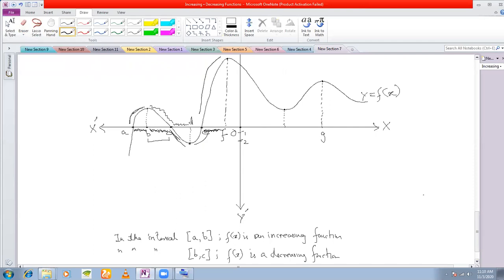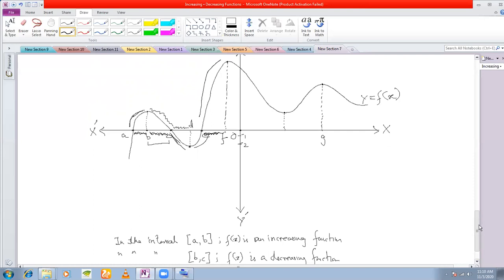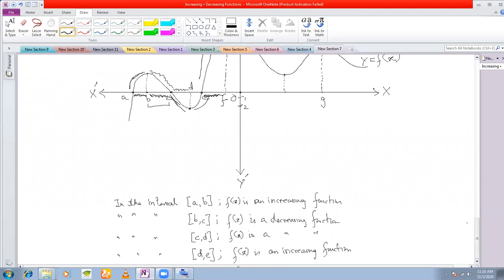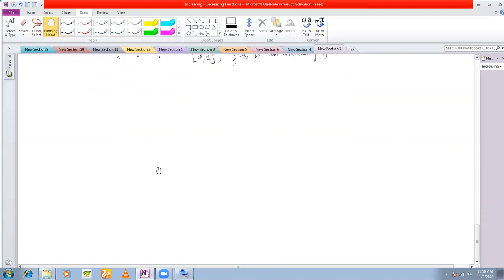Similarly, you can have various of these intervals. You can have hundreds of these intervals in which in certain intervals the function is increasing, in certain intervals the function is decreasing. The same function. So it is not necessary that a function will continuously increase or decrease for all values of x. For certain values of x, it will increase. For certain values of x, it will decrease.